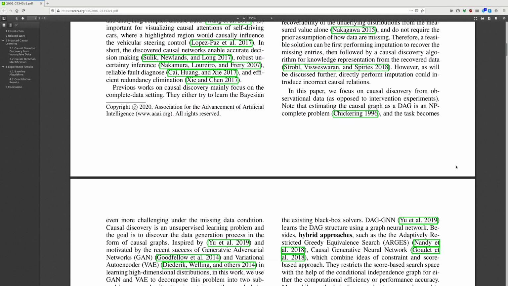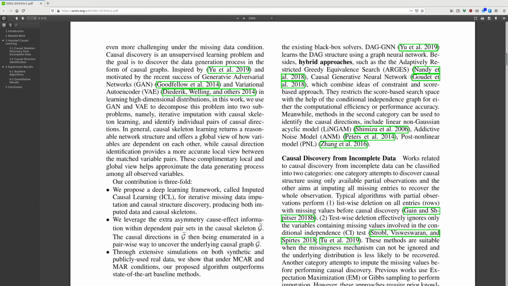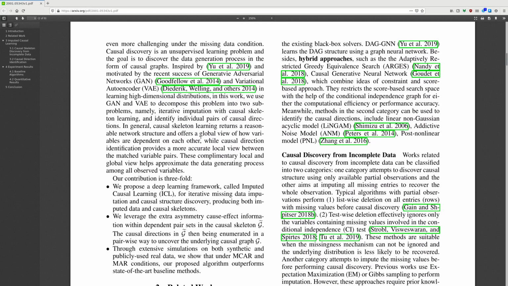In this paper, we focus on causal discovery for observational data, as opposed to intervention experiments. Note that estimating the causal graph as a DAG is an NP-complete problem, and the task becomes even more challenging under missing data conditions. Causal discovery is an unsupervised learning problem, and the goal is to discover the data generation process in the form of causal graphs, inspired by and motivated by recent successes of generative adversarial networks, GANs, and variational autoencoders.